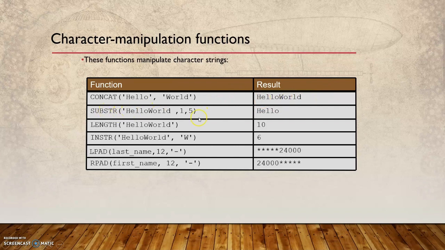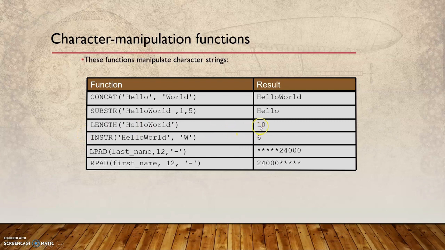Substring of hello world, 1 comma 5. This means it will start from the left, from here: 1, 2, 3, 4, 5. So you get hello. If it is 1 comma 6, you will have W also added to it. 1 comma 7 will be WO, and so on.